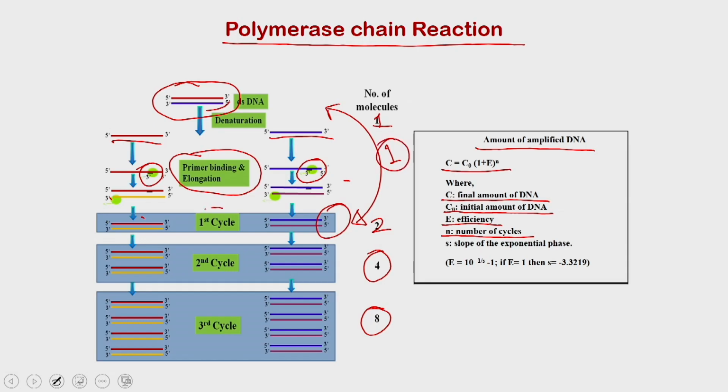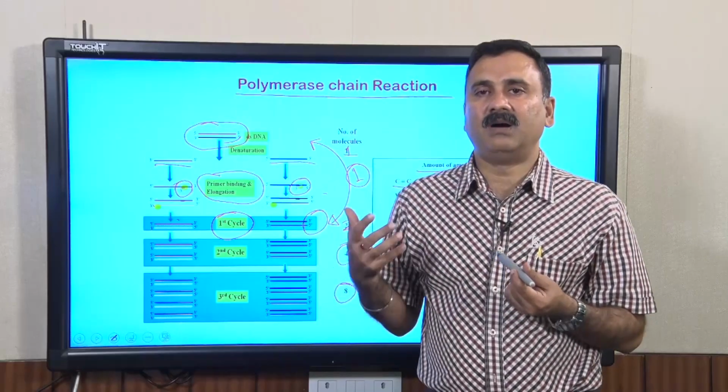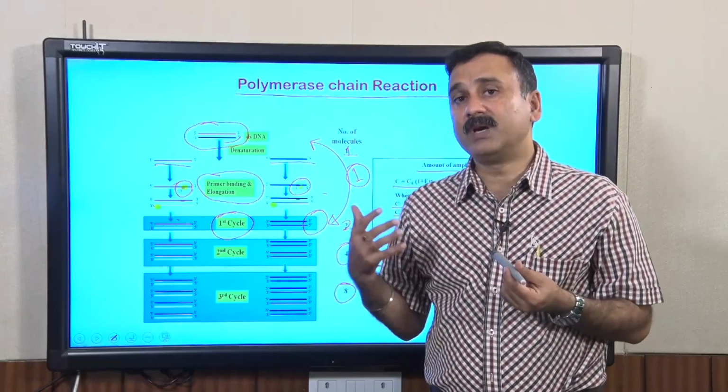So, after the first cycle, if you started with 1 molecule, it is going to be 2 molecules. So, that is the number of cycles. As you increase the number of cycles, the amount of final product is going to increase, and you also have to use the slope of this DNA synthesis, and by using this particular kind of formula, you can estimate the amount of DNA which is going to be produced.